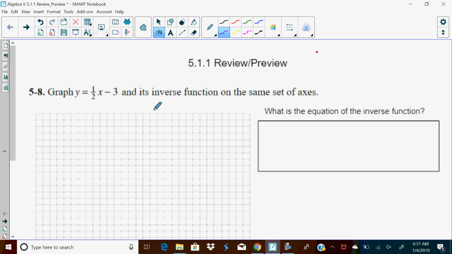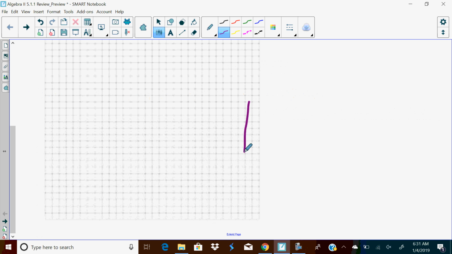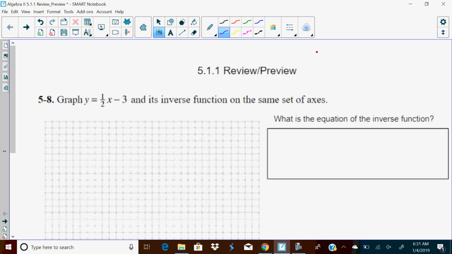So the first thing that I did was figure out the inverse function. So I just undo the problem. Instead of multiplying by 1/2 and subtracting 3, I'm going to add 3. So I'm going to get y equals x plus 3, and then multiply everything times 2. So I'll get y equals 2x plus 6 is my inverse function.